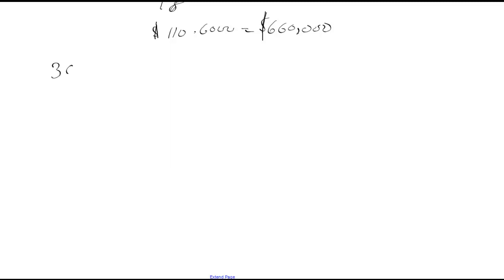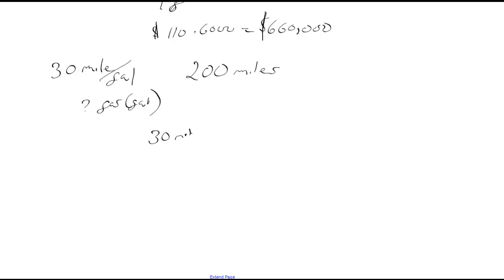Let's say your car gets 30 miles per gallon, right? And you need to go to the gas station and get some gas because you're going to go to the beach, and that is 200 miles away. And so your question is, how many gallons of gas are you going to buy? Right? So if you get 30 miles for 1 gallon, how much gas is it going to take for 200 miles?